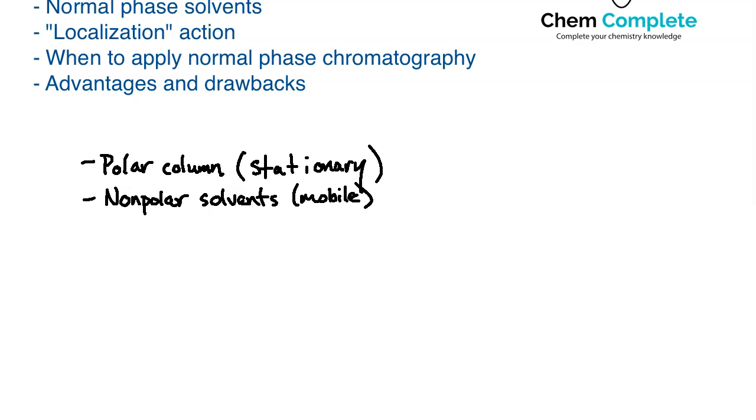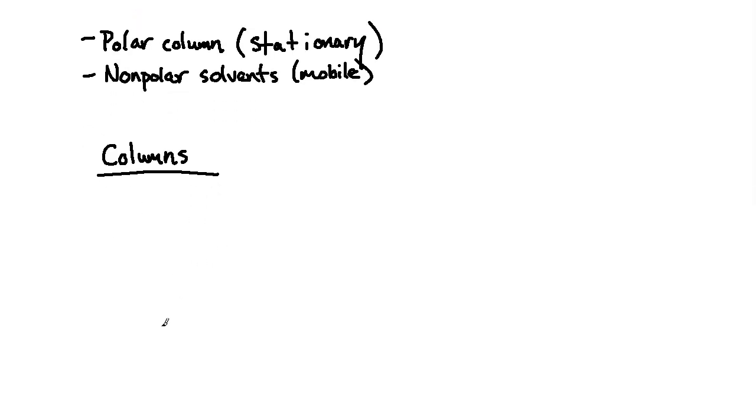Okay, so let's break this down further. Column-wise, we said you're going to be sticking to polar options. One of the best known options for the columns, and let's just label that here, we'll say this is columns, is going to be the bare silica, or sometimes this is called a non-modified silica-based column, right? So just your classic silica column without any type of modifications.